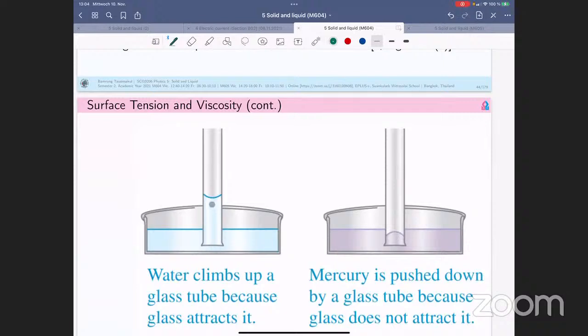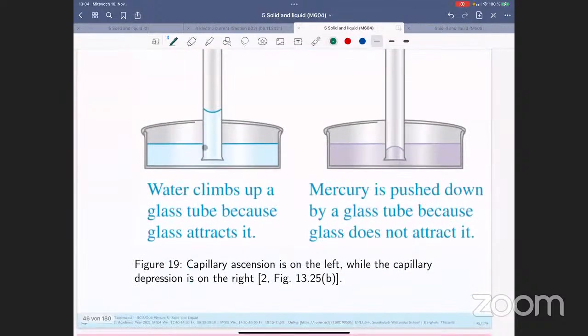Unlike this one, which has more adhesive force, the attractive force between different materials, between water and the glass. So the adhesive force is stronger than the cohesive force. So the adhesive force brings the water up compared to the water level in the big container.